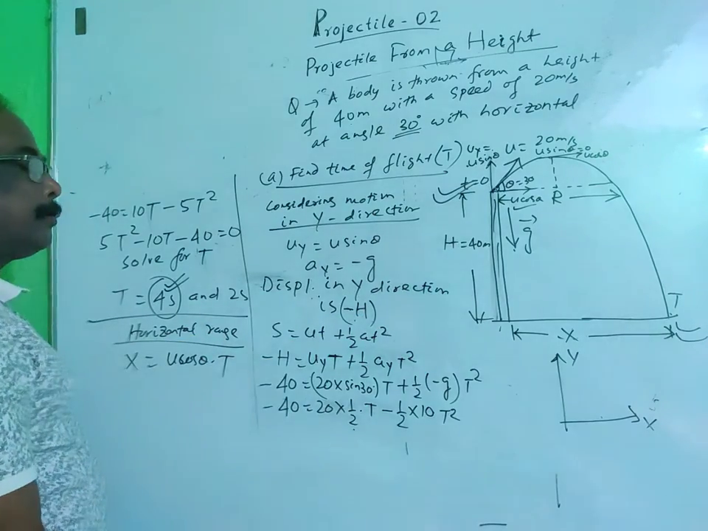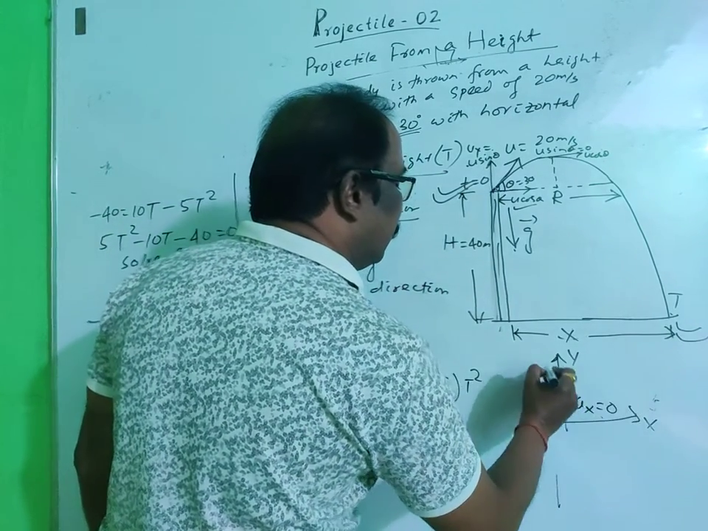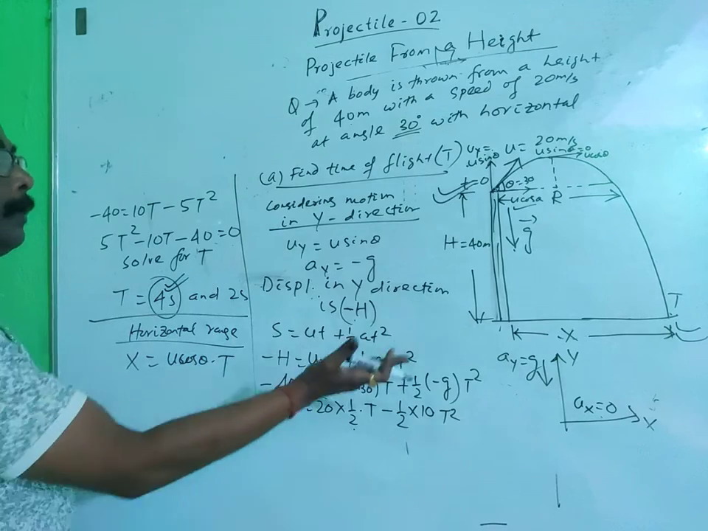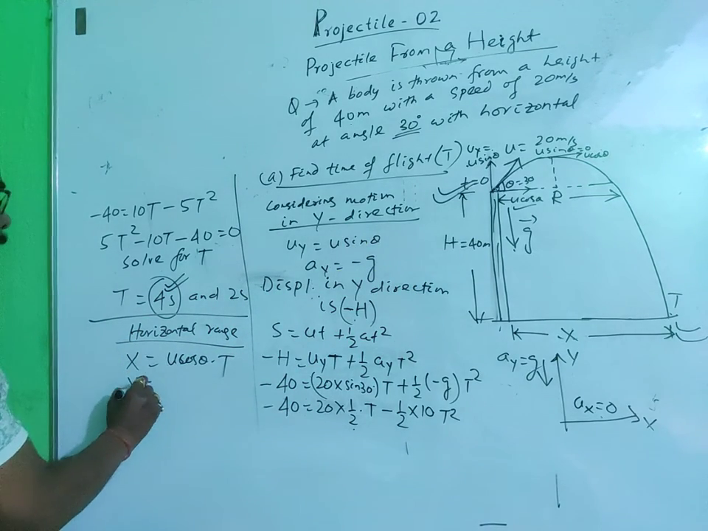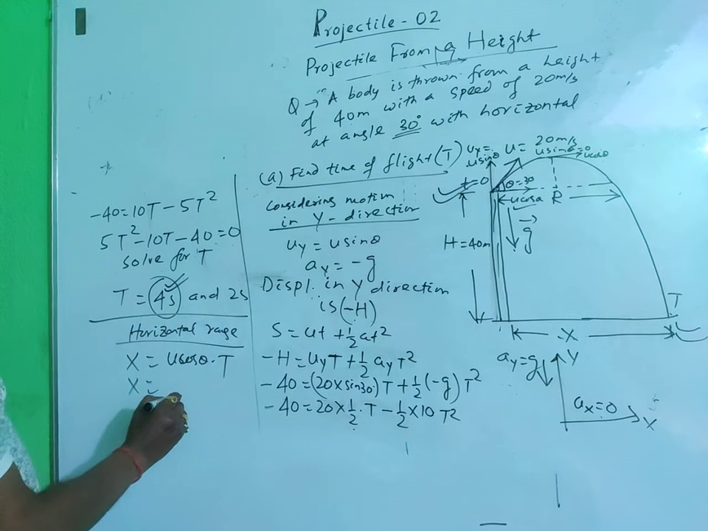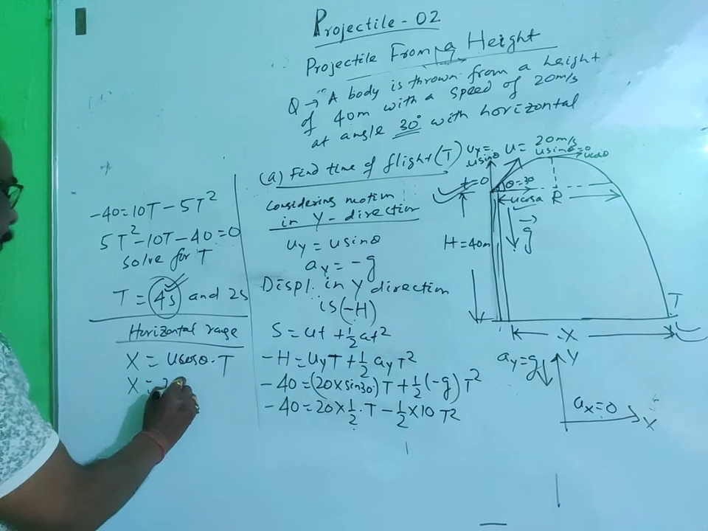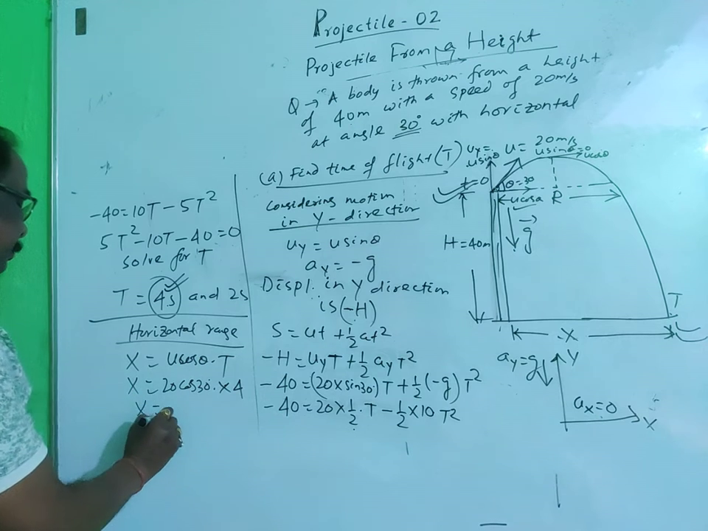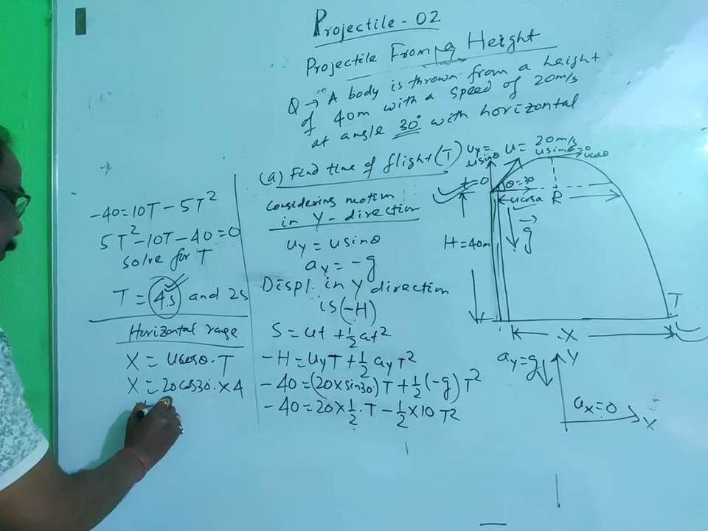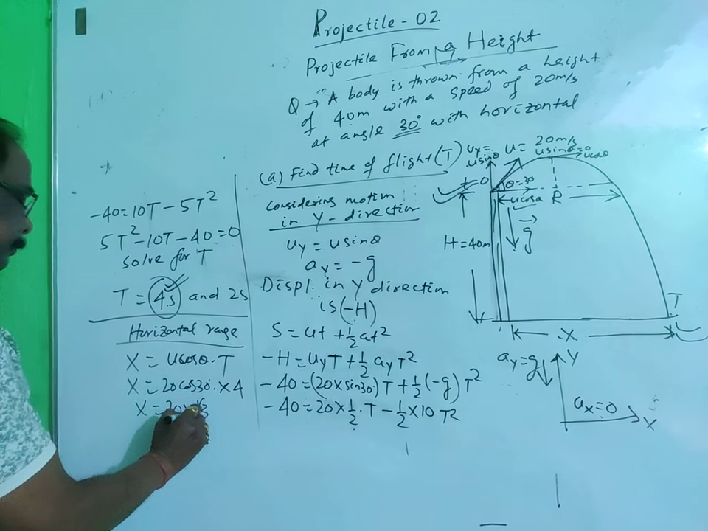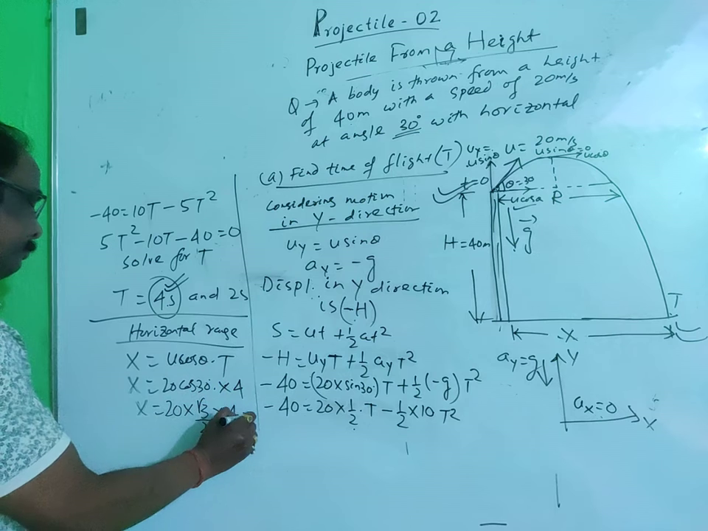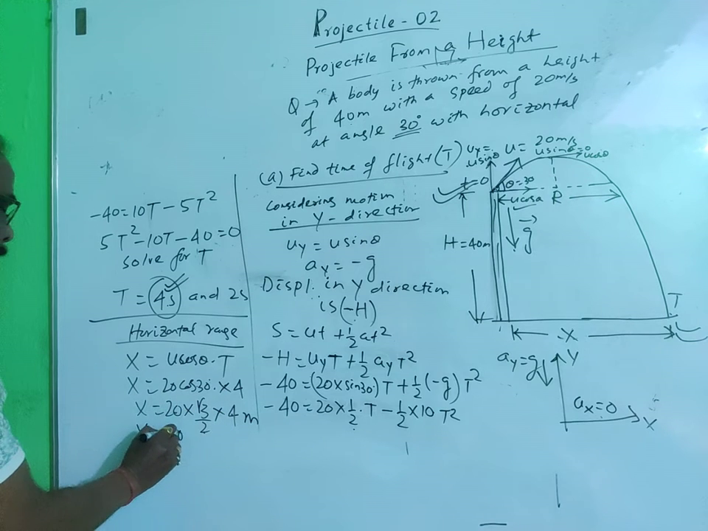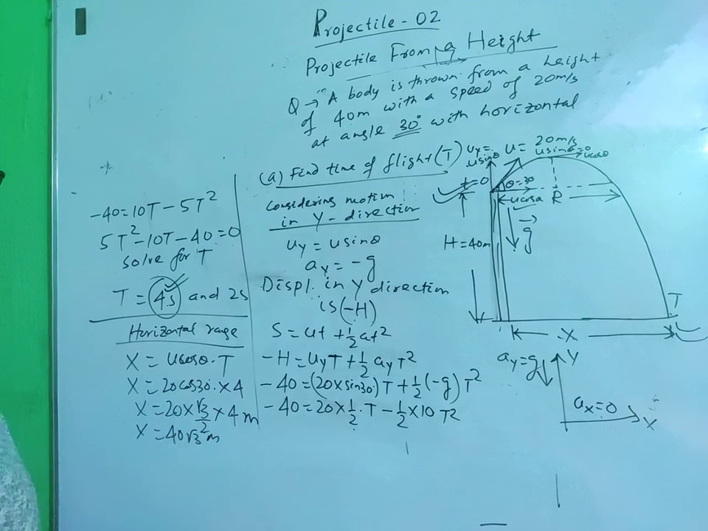Along the x direction, acceleration is 0. Along the y direction, acceleration is ay, which equals g. So s is equal to ut plus half at square, and acceleration in the x direction is 0. So horizontal distance is u, where u is 20, cos 30 into time, which is 4 seconds. So the horizontal distance, meaning range, is 20 into root 3 by 2 into 4. So x is equal to 10 into 4, that is 40 root 3 meter. You can calculate this.